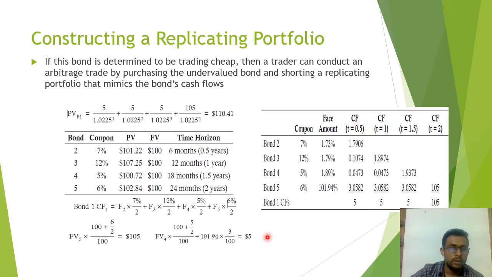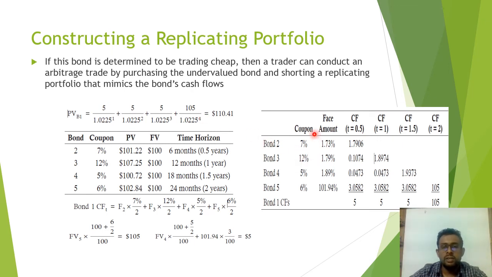period one, that is 0.5. Here, for the last bond which we have computed and kept, which is 101.94, we will be getting 105 as the cash flow at the year end if you have invested 101.94% of bond 5. So likewise we will be taking the percentages and calculating how much we need to invest in a particular bond, so that the coupon payments and the principal payments give us the total result to mimic the cash flows of our original bond one.